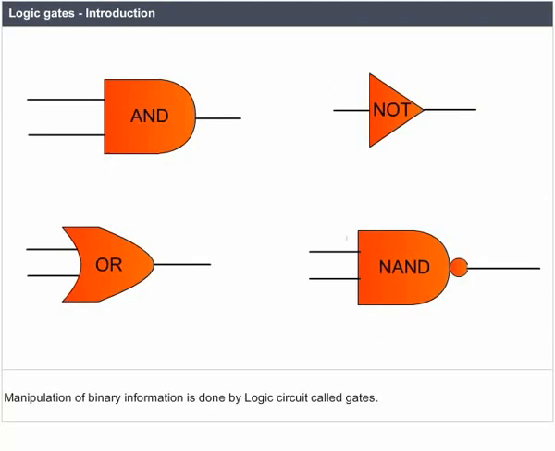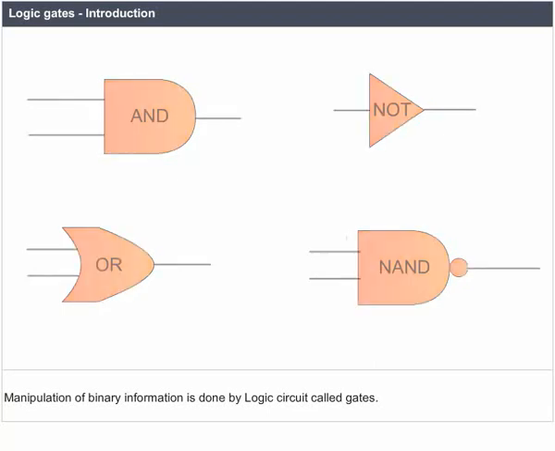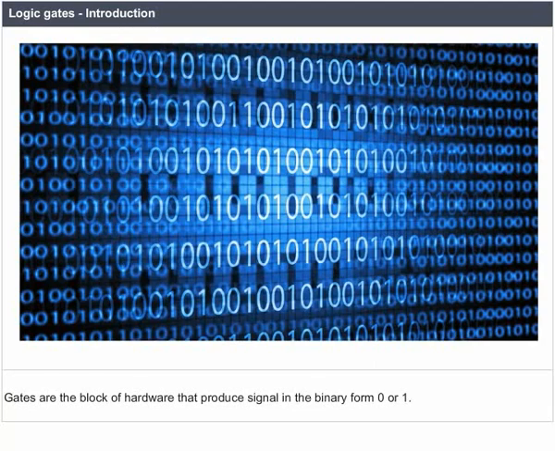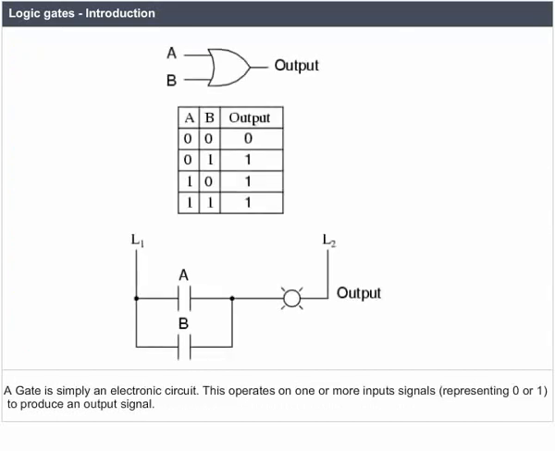Logic gates. Introduction. Manipulation of binary information is done by logic circuits called gates. Gates are the blocks of hardware that produce signals in the binary form 0 or 1. A gate is simply an electronic circuit. This operates on one or more input signals representing 0 or 1 to produce an output signal.